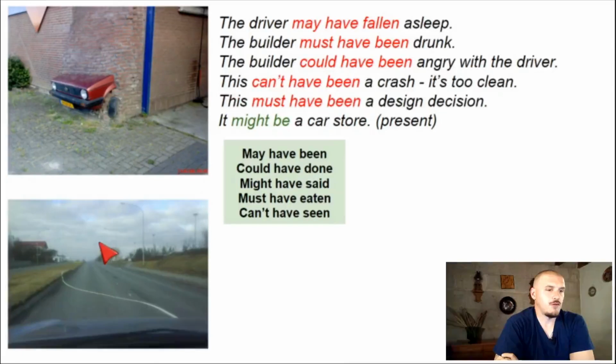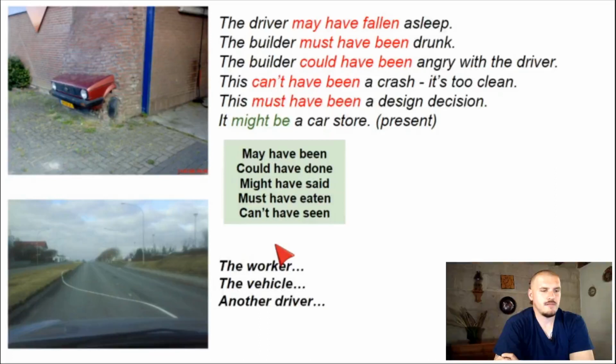Here's another image for you, ¿ok? Otra imagen para ustedes, tomado desde alguien manejando que ve que la línea blanca se fue por un lado. So here are some examples, right? The worker, el trabajador que estaba pintando la línea, ¿qué pudo haber pasado ahí? What could have happened? Okay? So you would say the worker might have fallen asleep or something like that, right?